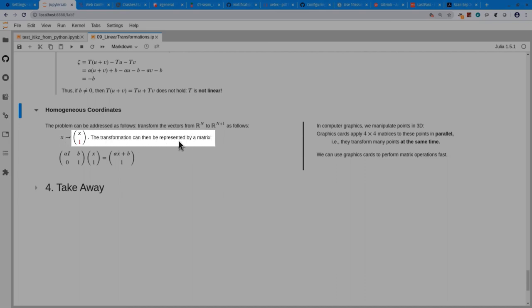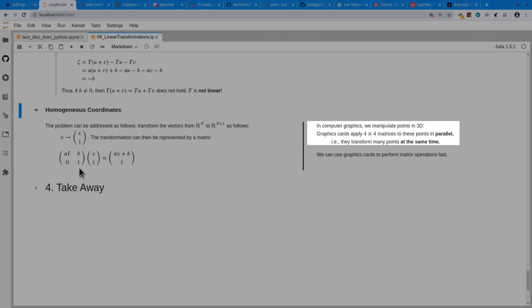With this modified vector, the transformation can be expressed as a matrix: alpha times I, fill in the vector b, and 0, 1. This matrix applied to the vector x, 1 turns out to be alpha x plus b, and still the extra entry 1 in it. I get my translation of that point x by a vector b represented by a matrix. Now, in computer graphics, we want to apply linear transformations to points in 3 space. In particular, if I want a translation, I have to go from 3 space to 4 space. I have to add that extra 1 to it.